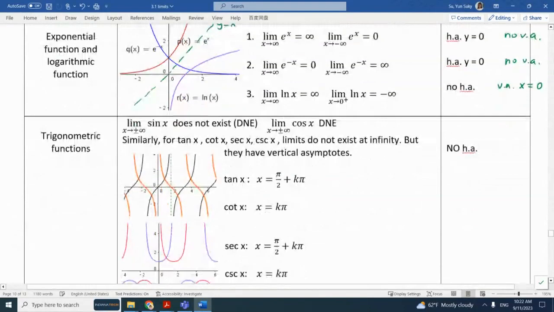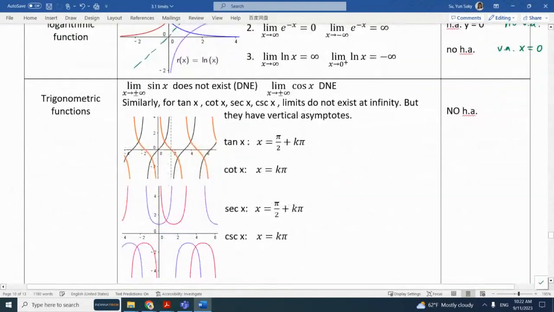We continue. How about trig functions? You know sine and cosine look like this? So they don't have vertical asymptotes. They are defined everywhere. And when x goes to infinity or minus infinity, the limit does not exist because it's oscillating between minus 1 and 1. So the limit does not exist. Okay? So therefore, no horizontal asymptote.